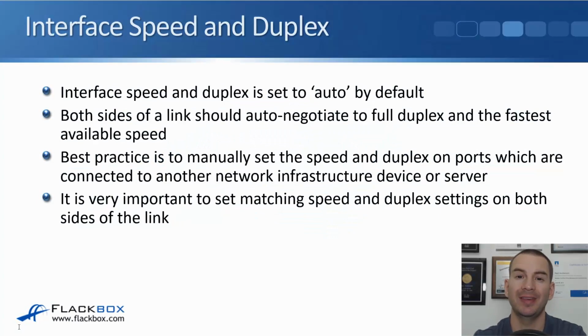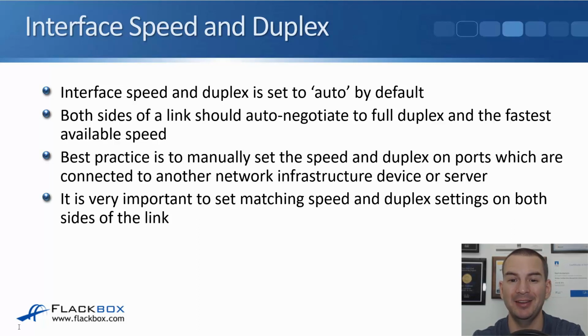Next thing to talk about is interface speed and duplex. They are set to auto by default. So both sides of the link should auto-negotiate to full duplex and the fastest available speed. They should do that automatically. The default is auto on Cisco devices.